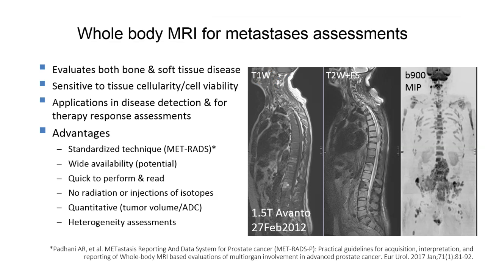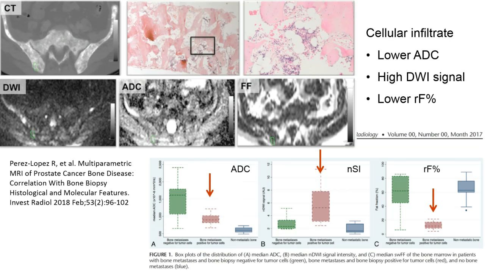And whole body MRI is a way of evaluating both the bone and soft tissue disease because it assesses tissue cellularity and cellular viability. So it can be used for disease detection, but also for therapy assessments. There are multiple advantages, such as a standardized technique, potential wide availability, no injections required, quick to perform, and in fact reasonably quick to read.